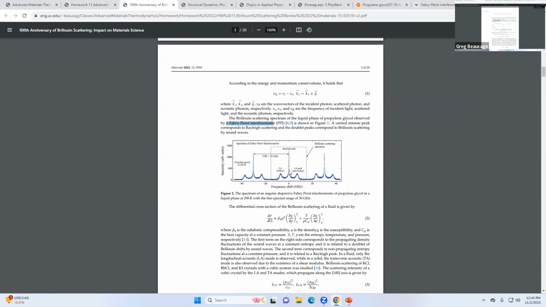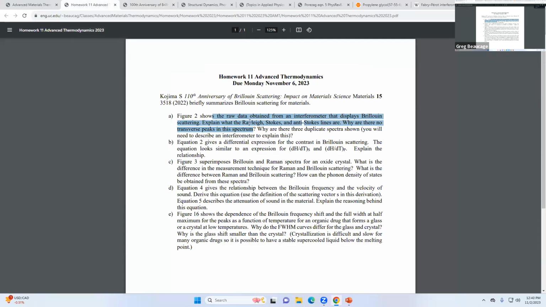Right, so that's kind of the way this is going. Raw data obtained from infrared displays explain the Rayleigh and Stokes in it. So that's basically, the vibration can take energy away from the light, or the vibration can add energy to the light. If it adds, you're going to get a higher frequency.